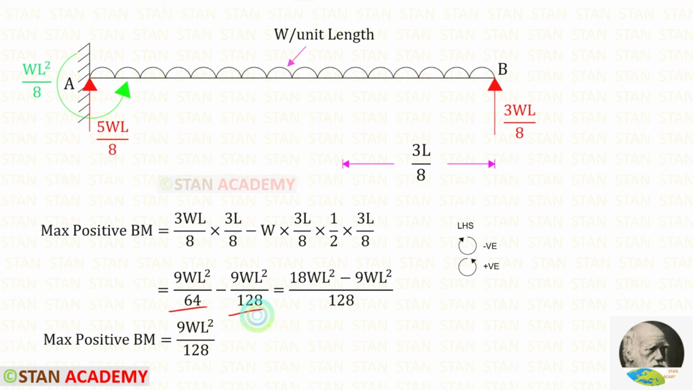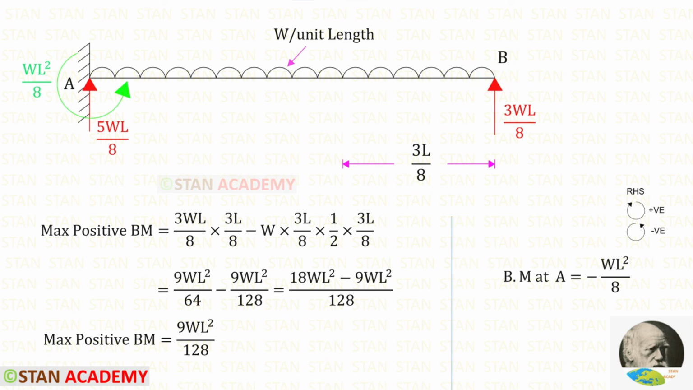For these two terms, we can take LCM. Let us take 128 as LCM. For that, we have to multiply this term with 2 in the numerator and denominator. 18WL square minus 9WL square, we will get 9WL square. So the maximum positive bending moment is 9WL square upon 128 and it occurs at the distance of 3L upon 8 from the point B.